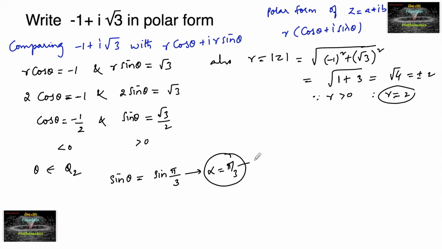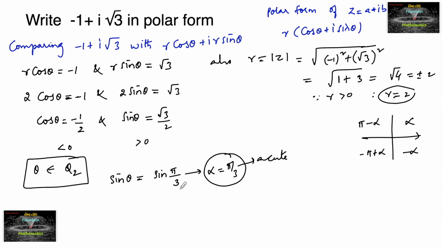Alpha is equal to pi by 3, which is an acute angle. Since we know that if alpha is an acute angle, in the second quadrant it will be pi minus alpha, in the third quadrant minus pi plus alpha, and in the fourth quadrant minus alpha. Since our angle theta belongs to quadrant 2, we can write theta is equal to pi minus pi by 3, that is 2 pi by 3, which is the argument of the complex number.